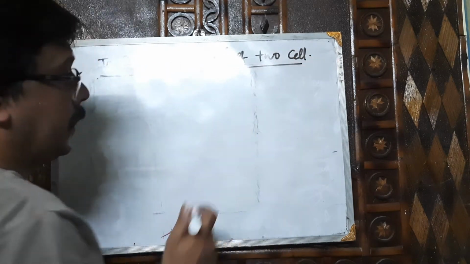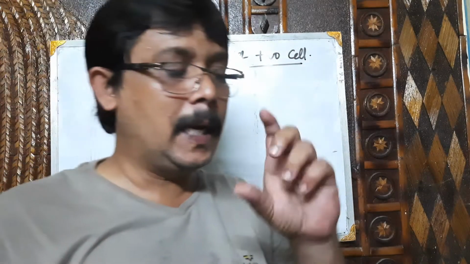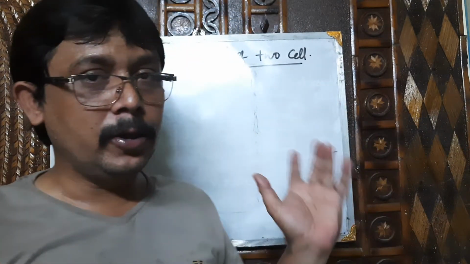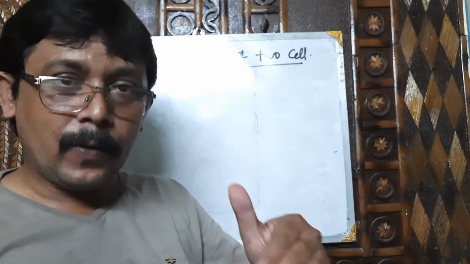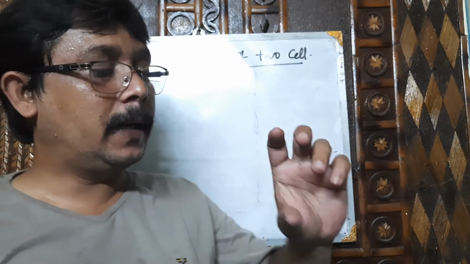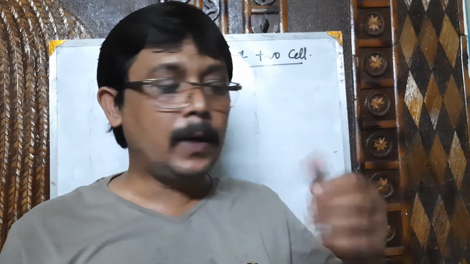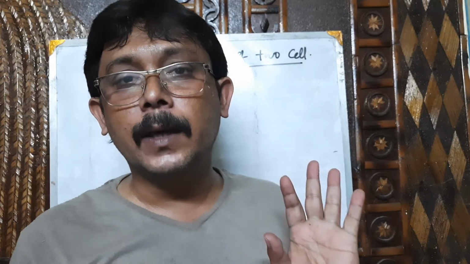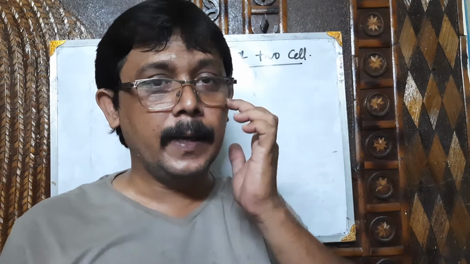That means there are two cells given. The EMF of one cell is known, the other is unknown. Now with the help of this potentiometer, you can establish a relationship, the ratio between these two EMFs. Now one EMF is known, so you can easily find out the other EMF. In this way you can measure.